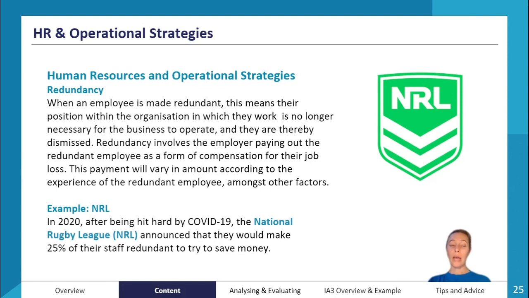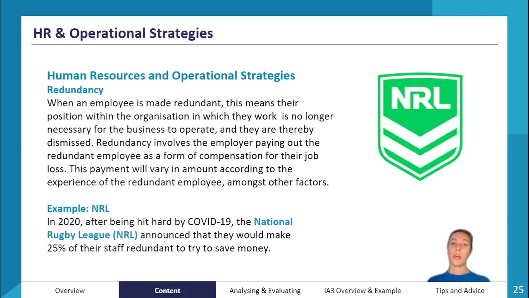So, in an example, and there are lots of examples that we could think of here, in 2020, the National Rugby League, the NRL, announced that it would make 25% of its staff redundant to save some money. So that was back when COVID-19 was really impacting all sectors and people weren't able to attend games. And so businesses and organizations like the NRL had to think about how they could remain financially viable. And in this case, they chose to make some employees redundant.